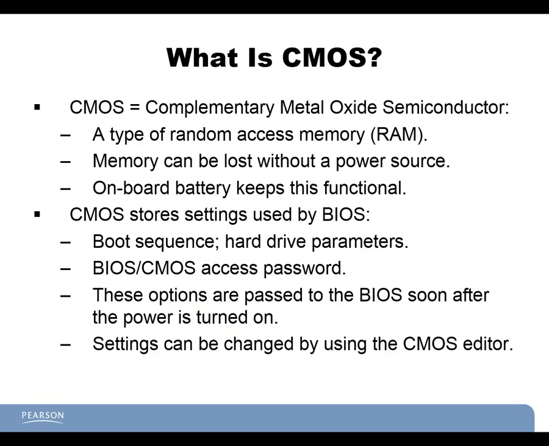So CMOS stands for Complementary Metal Oxide Semiconductor, and it is a type of RAM. What that means is that it is volatile. If the power is lost, it loses its settings. The small battery on your motherboard keeps the settings in CMOS. And CMOS is the settings for the BIOS.